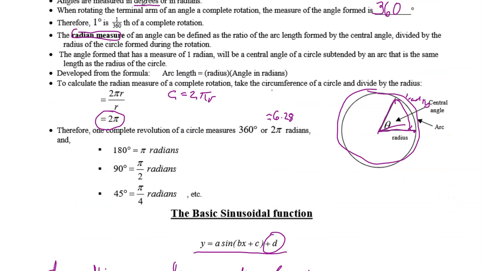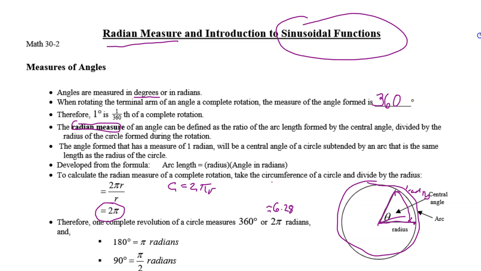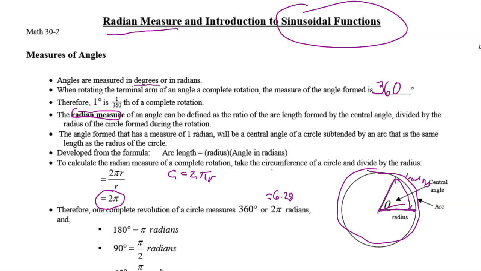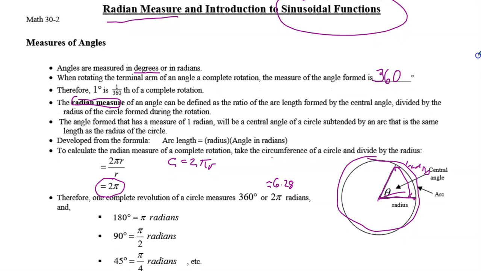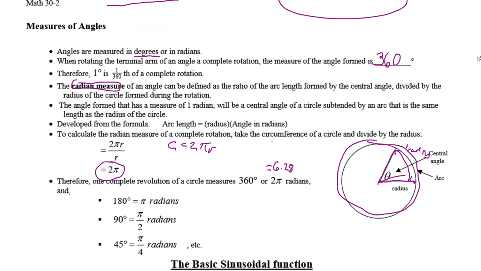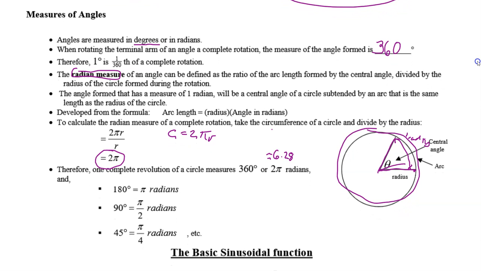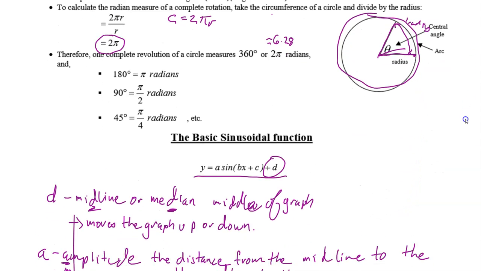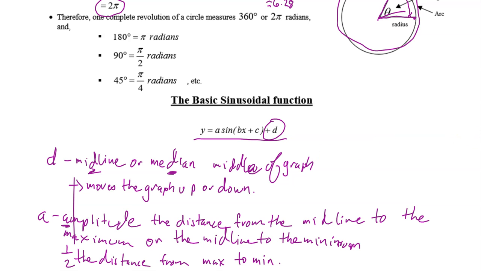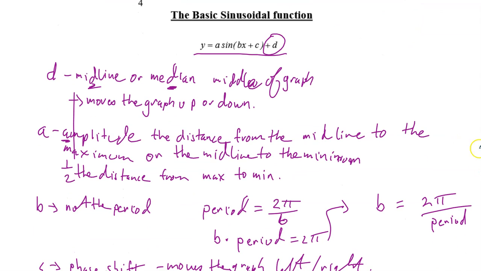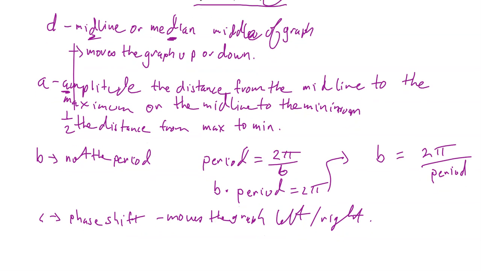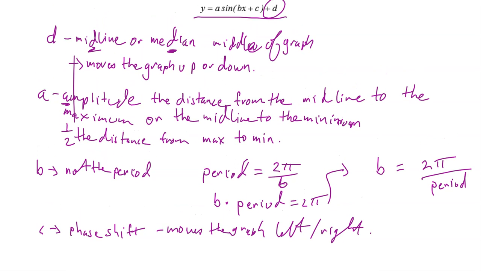Okay, so for today, 2 things. 1, radian measure, right? It's just all you need to know. It's another way of measuring an angle, and it's the only units that your calculator needs to be set in. You'll never be setting it in degrees. And 2, the basic sinusoidal function and what A, B, C, and D do.